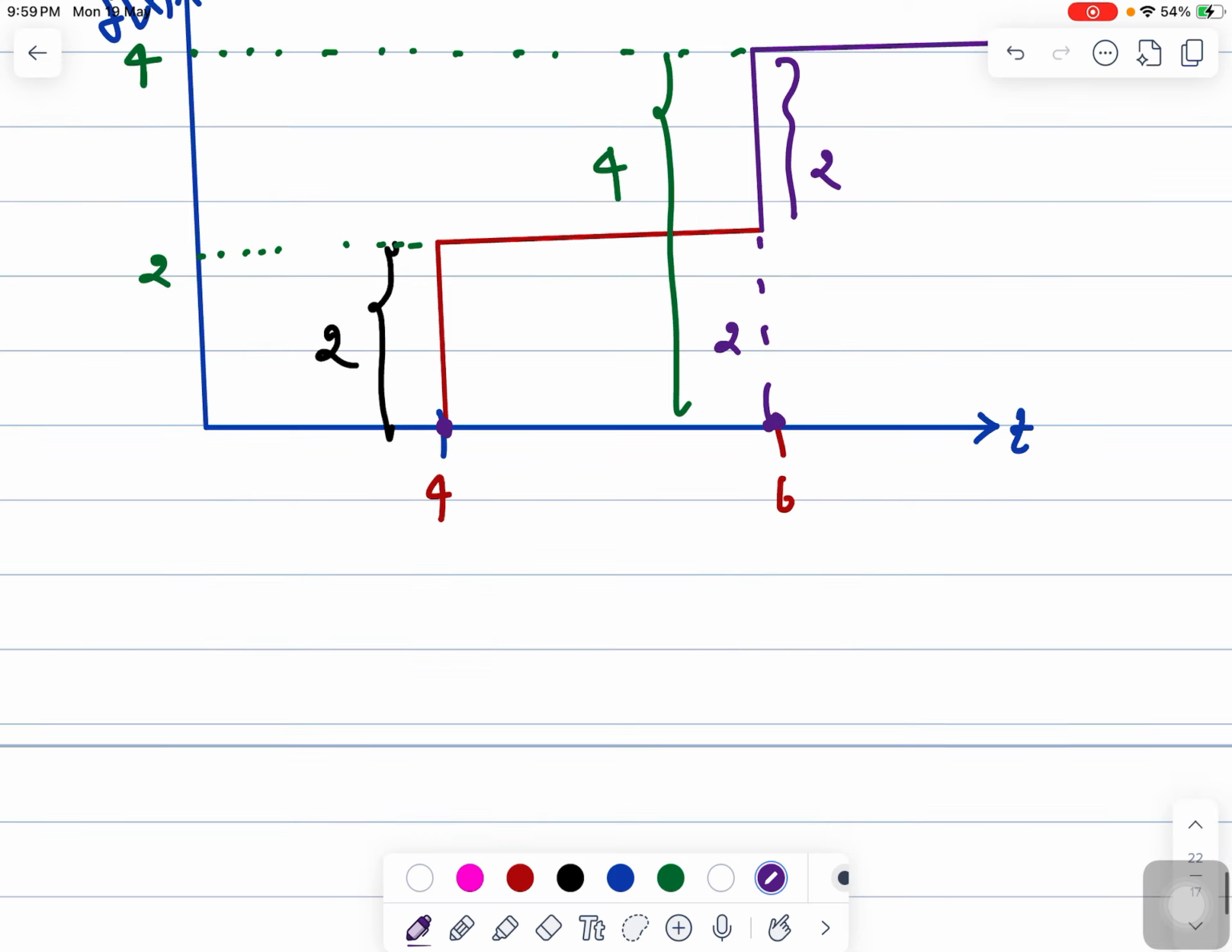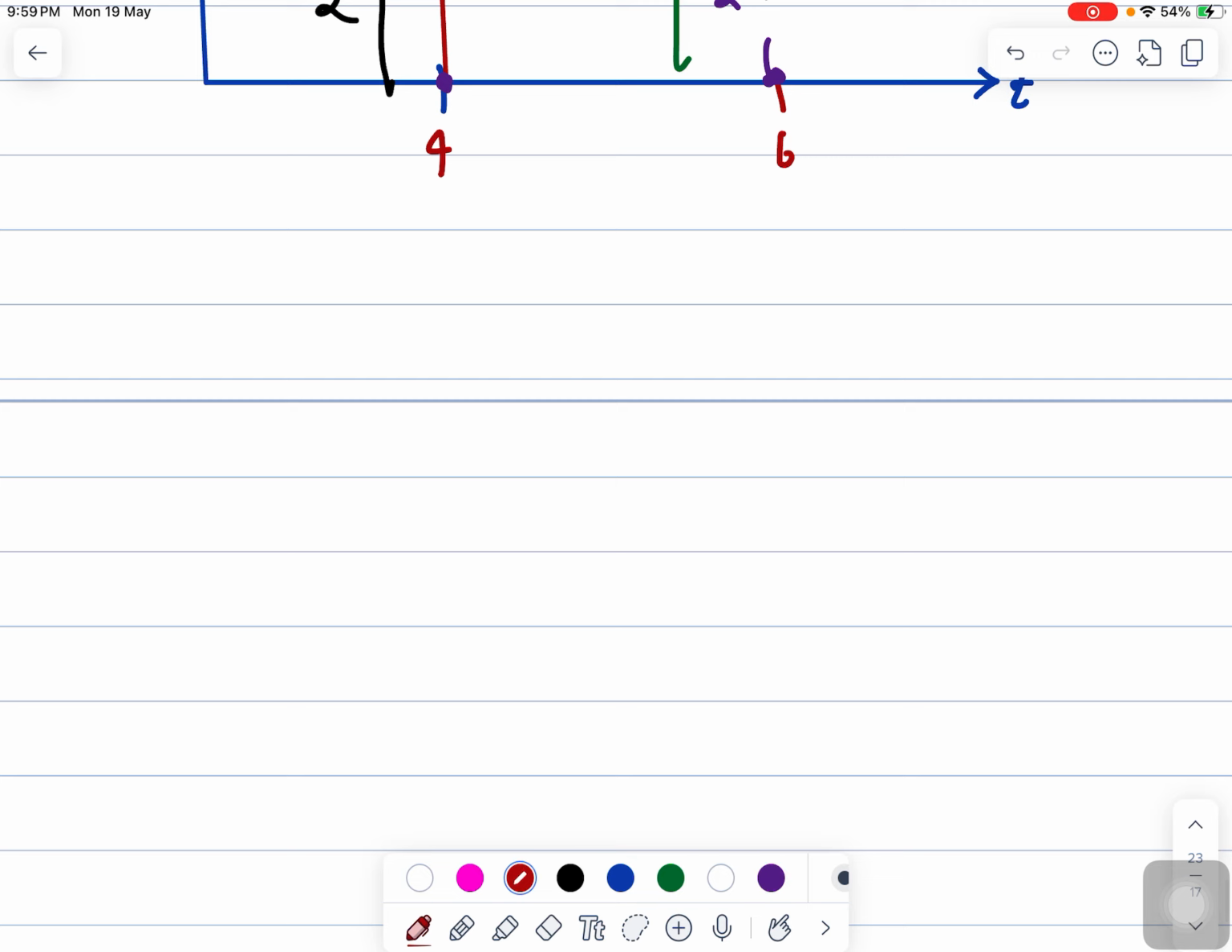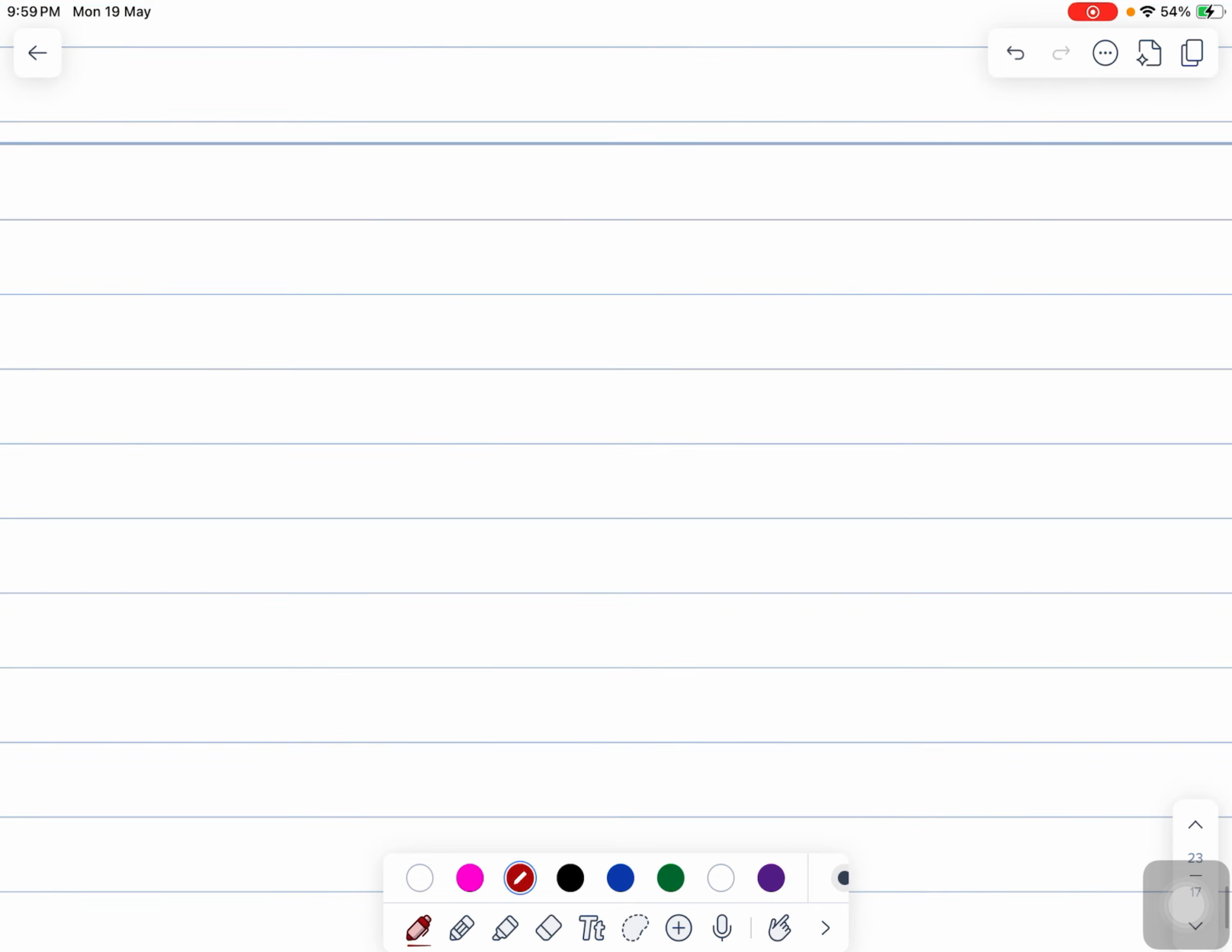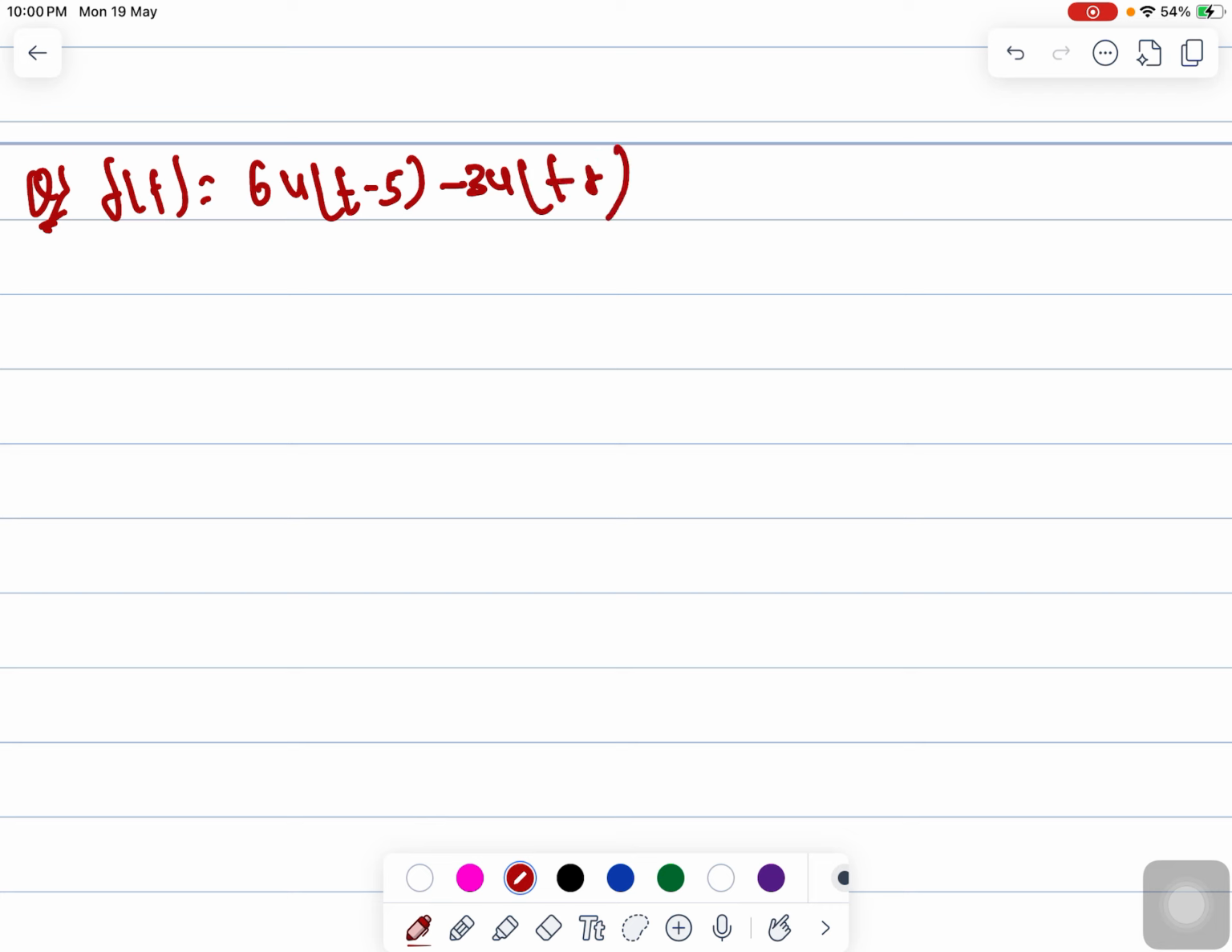Now let's try to understand one more problem, and this would be the last problem of this kind. Okay, so let's say we have a function f(t) that is equal to 6u(t-5) minus 3u(t-8). Sorry, I'll write it correctly. My handwriting is not very good, but I'm trying to make these things good here so that it will be very easy for you to understand the problem. So 3u(t-8), right?